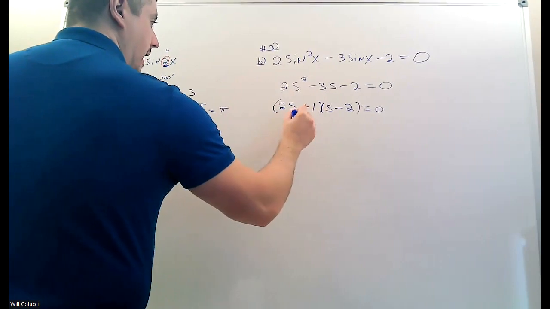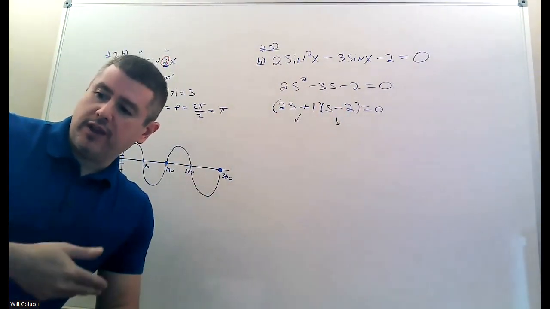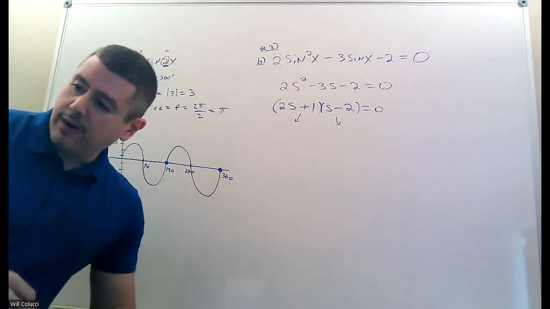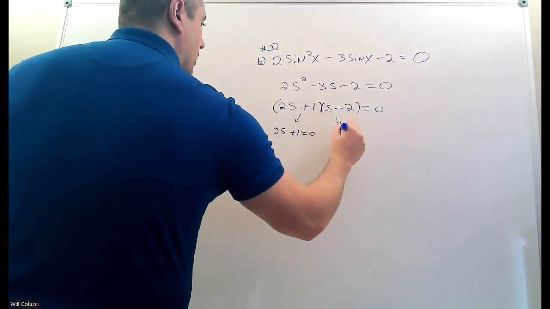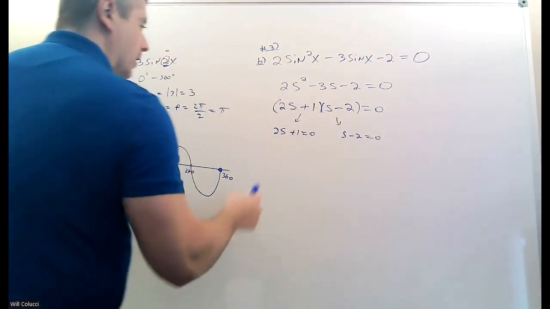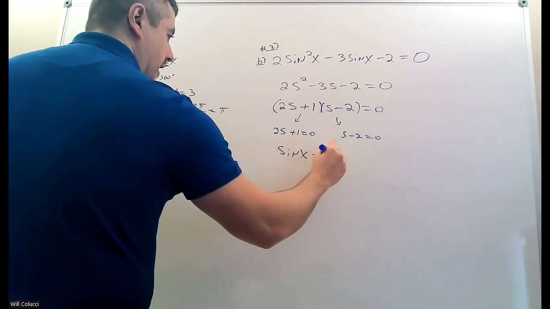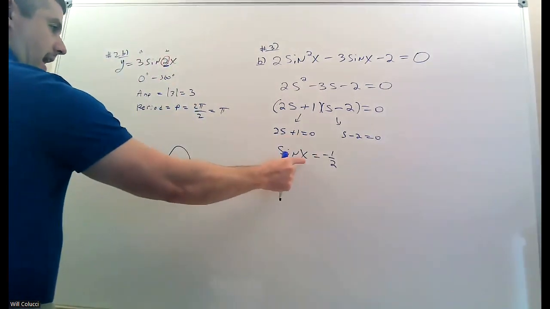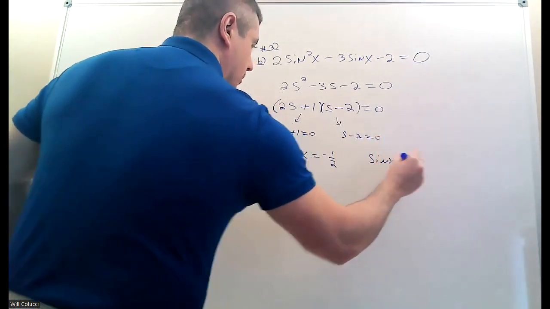I know that works. So now, like I've said 80,000 times in the class, if the product of two things is 0, one of them must be 0. So you get 2S plus 1 equals 0, or S minus 2 equals 0. Subtract 1, divide by 2. Let's cut to the chase here. You get sine X equals -1/2. Here, you just add 2. You get sine X equals 2.